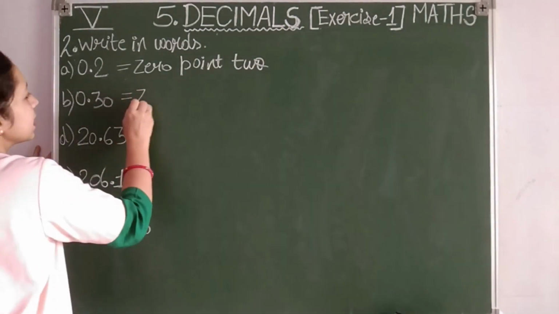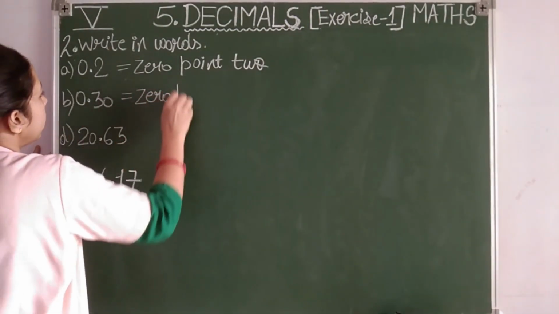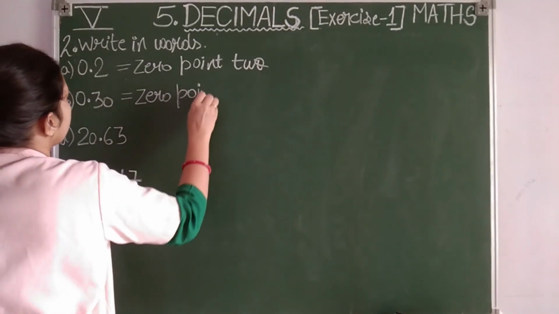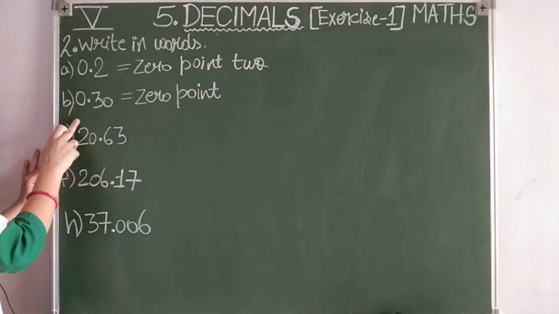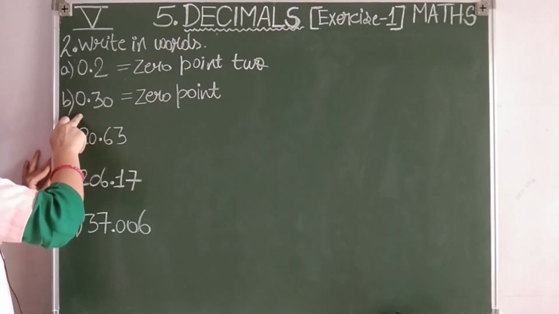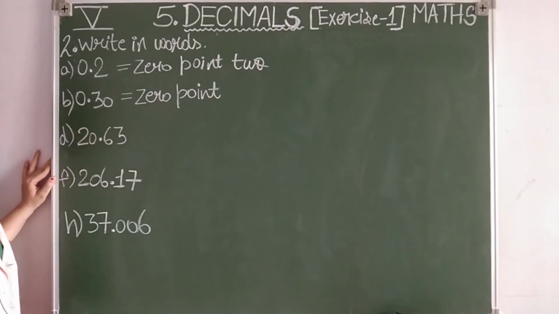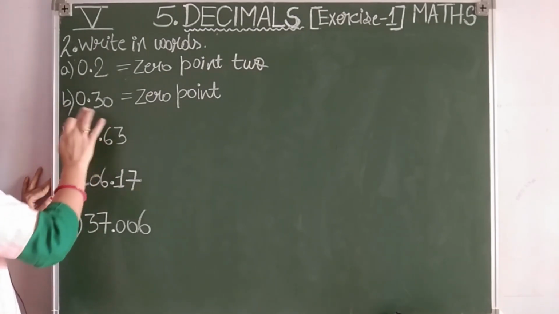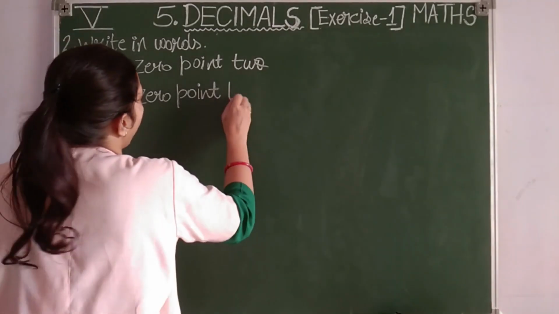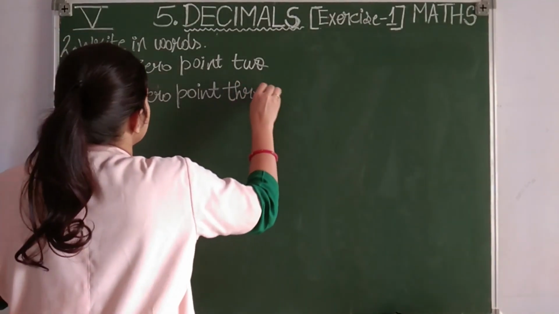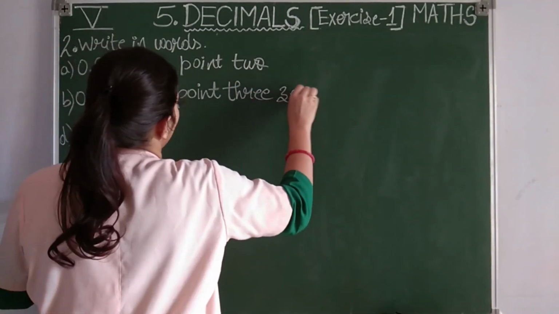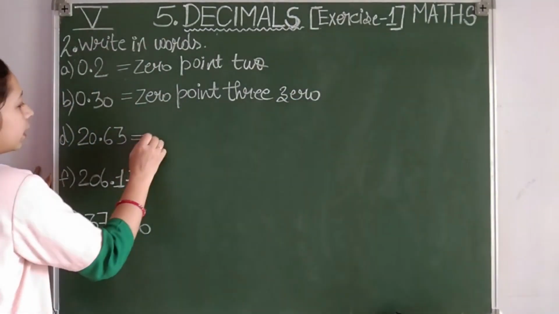Then what will it be read as? It will be read as 0.30. Should it be read as 0.30? No, what I told you, after point, don't join the numbers. You have to name the number separately. So here I'll write 0.30. Okay, students.